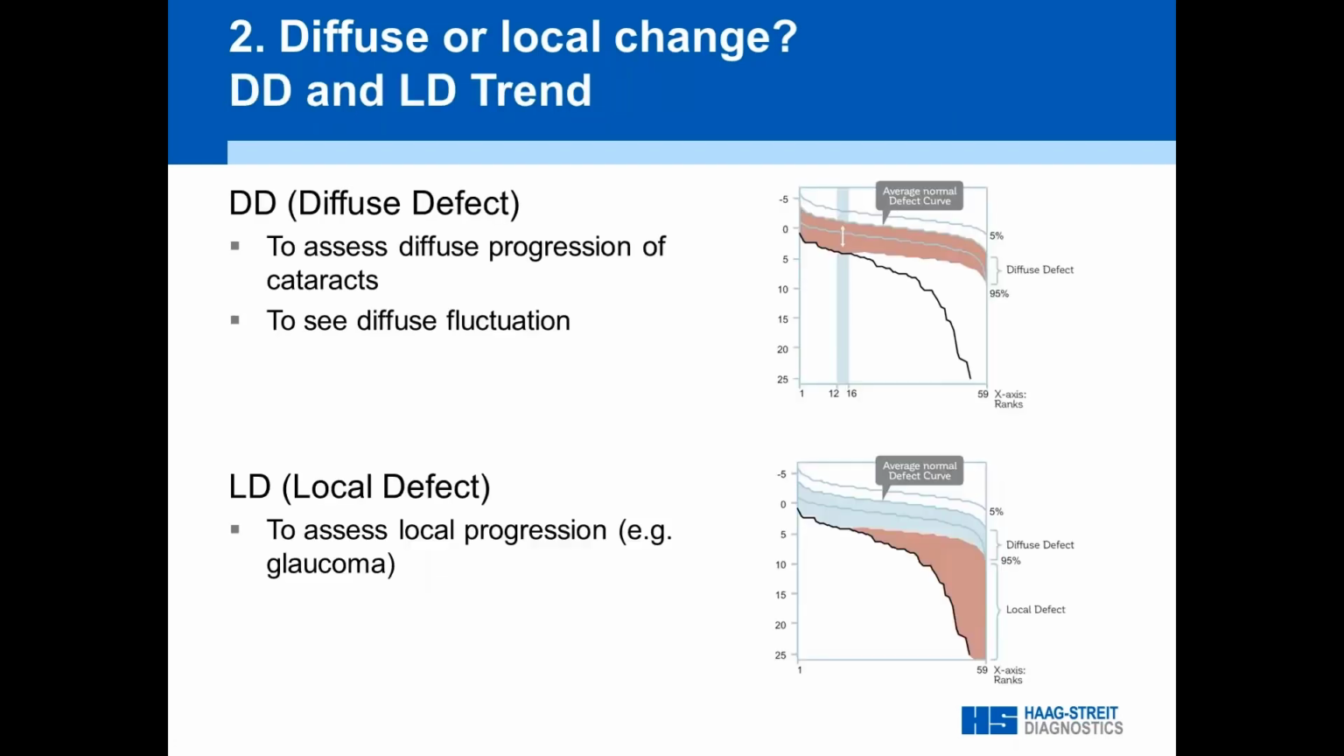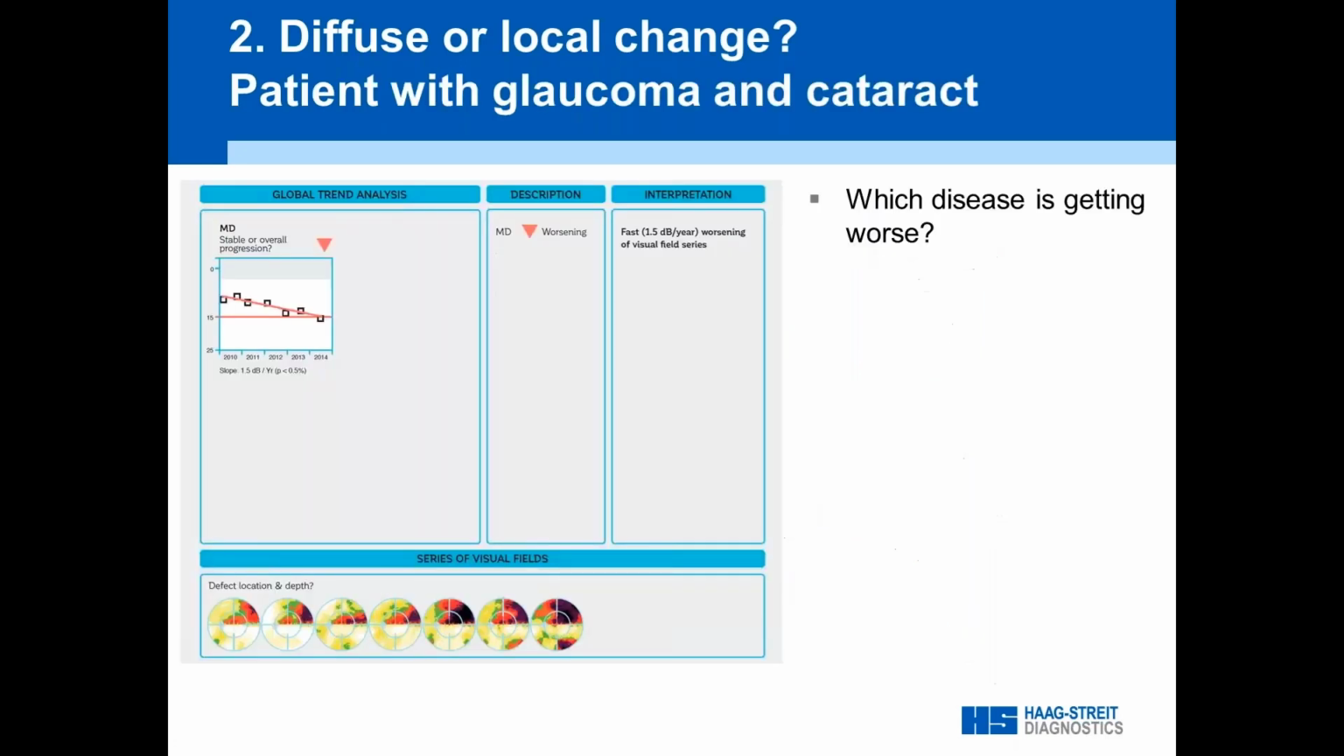So here we have these two indices. They come from the defect curve. One is the DD, the diffuse defect, which is just the diffuse loss, and then the LD, the local defect, is just the rest, which is not diffuse. So we take defects apart into a diffuse and a local component, and then we track them across time.